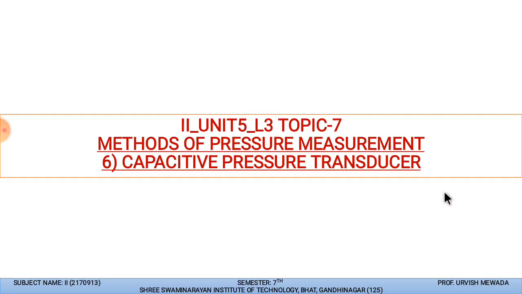So let us discuss the next topic, that is topic number 7, methods of pressure measurement, and the sixth method is the capacitive pressure transducer. So let us discuss how the capacitive pressure transducer works.